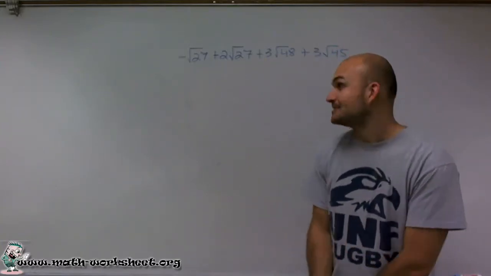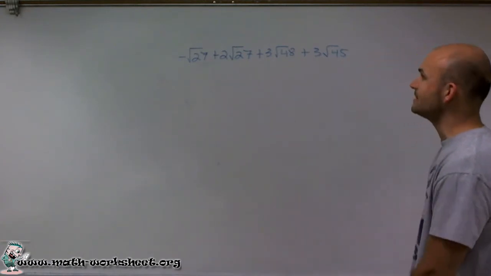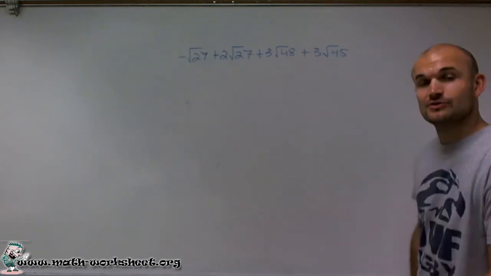You've got to prepare for this one. So what we have is a big radical expression. We have negative square root of 27 plus 2 square root of 27 plus 3 square root of 48 plus 3 square root of 45.